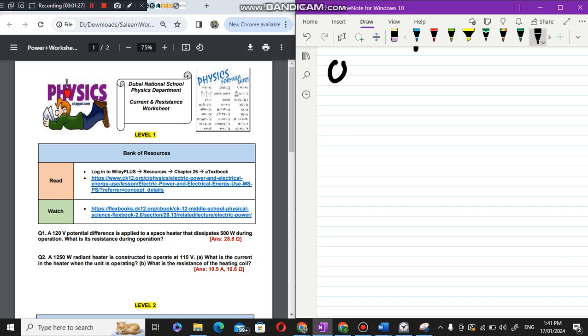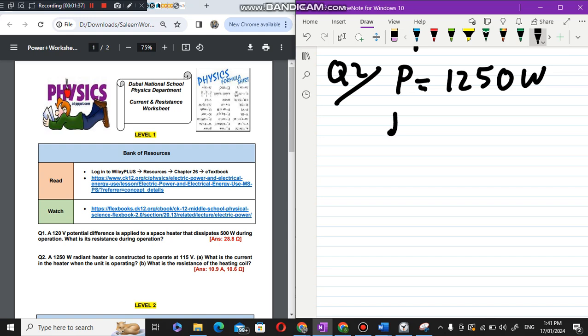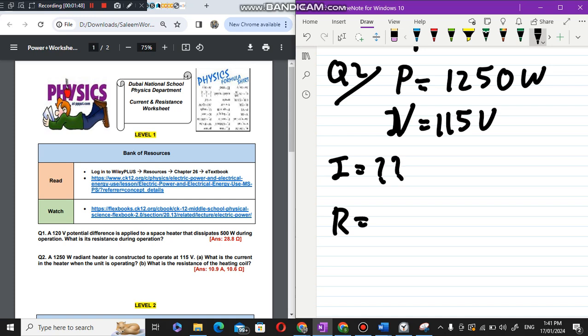So in question 2 we have the following given. We have power and it's given as 1250 watts. Then we have voltage, which is given as 115 volts, and they want us to find the current and they want us to find the resistance.